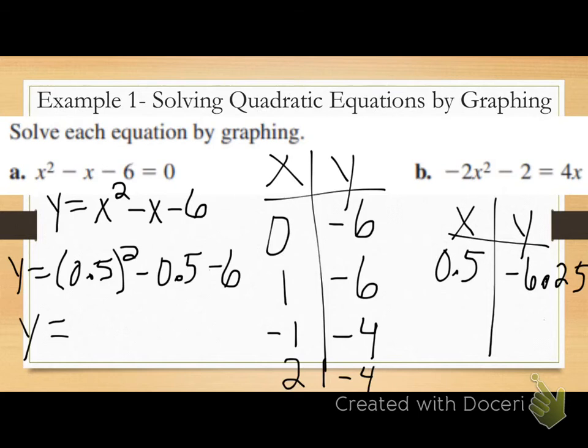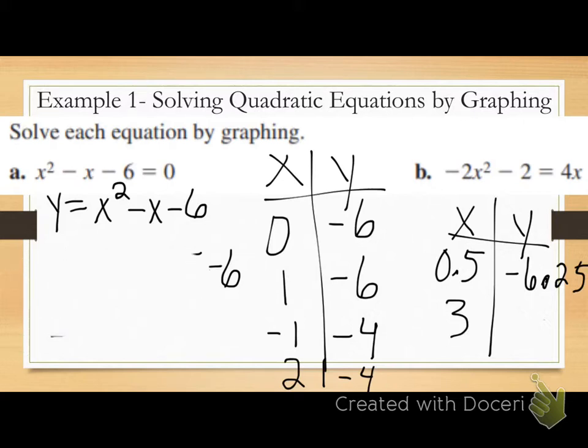So what's the next number outside of 2? 3. Big jump. Well, let's see what happens when we plug in 3. Because that big jump might happen at 3.